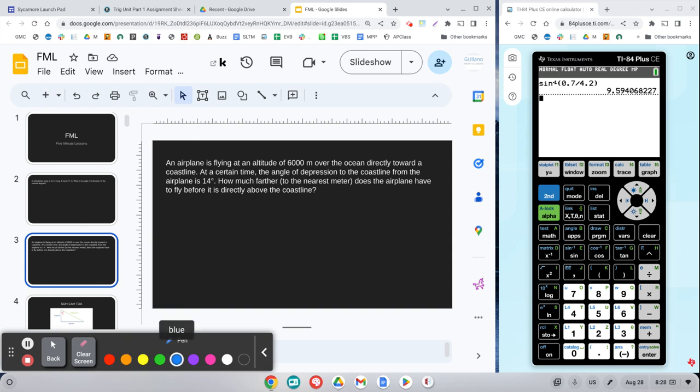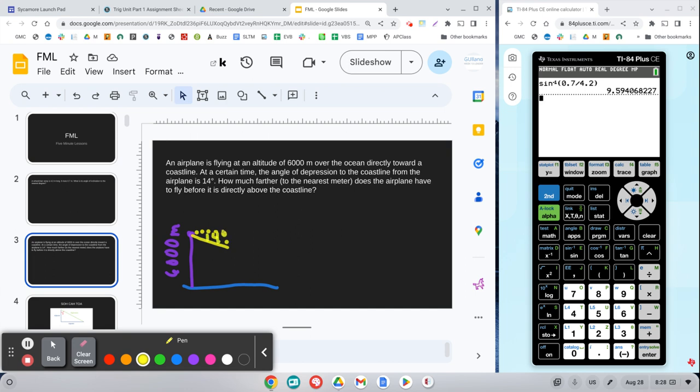So again, we're drawing a picture. I am no artist. I don't expect you to be either. So I'm just going to use a dot as the airplane, and you'll have to just imagine that I've drawn an airplane here. And we have the ocean at the bottom, and that airplane is 6,000 meters over the ocean. So that's the altitude. We know that there's an angle of depression. So this is the skyline. And if you recall, angle of depression means that this is 14 degrees.